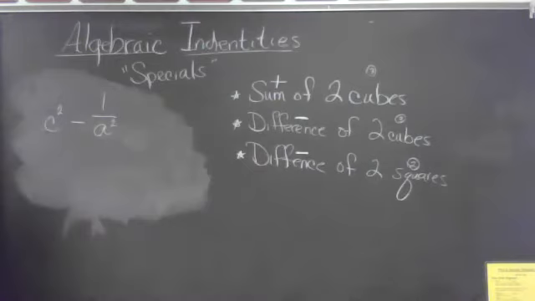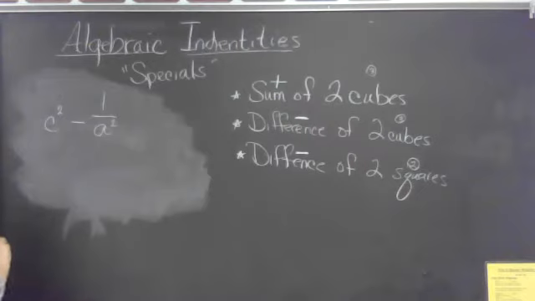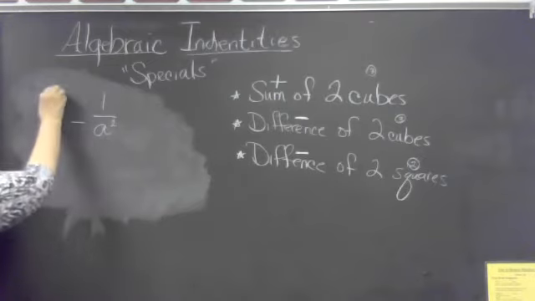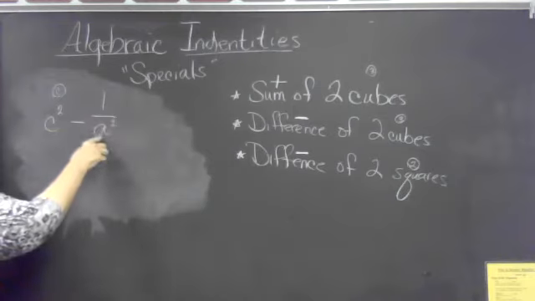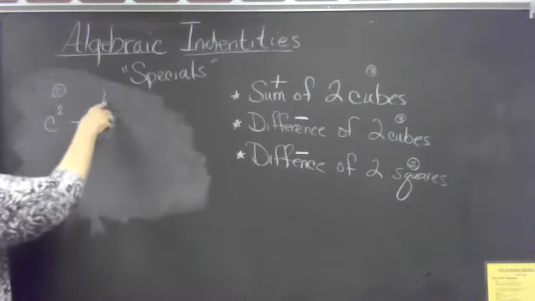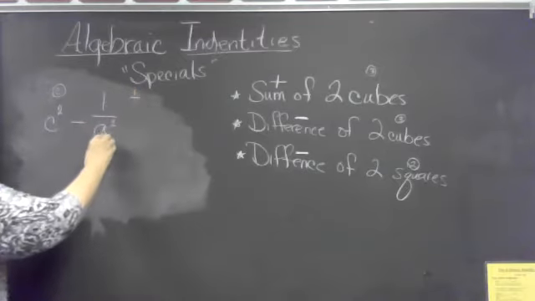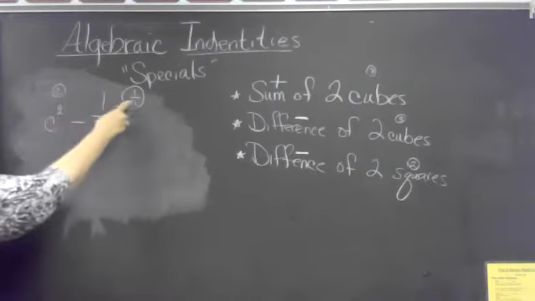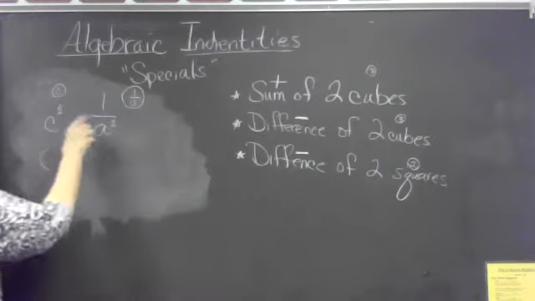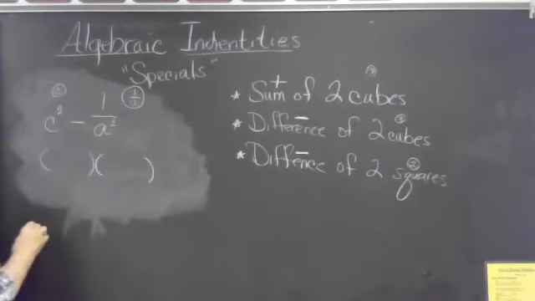Our last test is if we can find the square root of this and the square root of that. If you can't, then this can't be done by this pattern. So the square root of c squared is c. The square root of 1 over a squared, we found out that all you have to do is find the square root of this. Square root of 1 is 1. The square root of a squared is a. So we were able to find the square root and the square root. If all of those things work, then it matches our pattern and we factor like this.